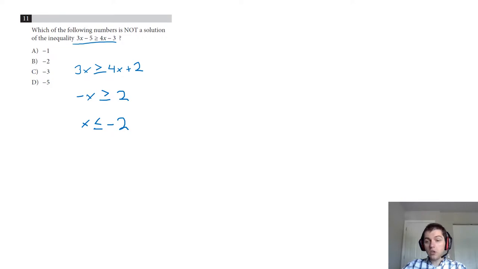At that point, you can go through all of your answers and take a look. X must be less than negative 2. This one makes it. So yes, that is a solution. X must be, yes, that's less than or equal to negative 2. Yes, that's less than or equal to negative 2. A is not less than or equal to negative 2. And that's your solution.